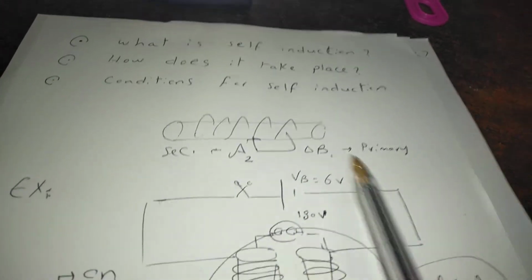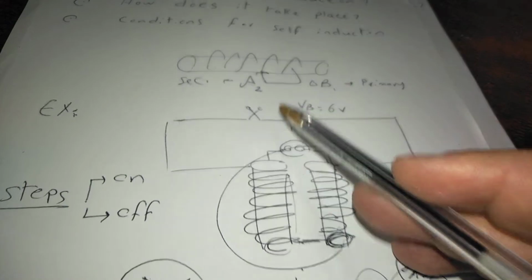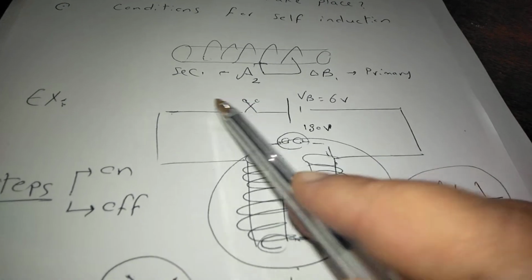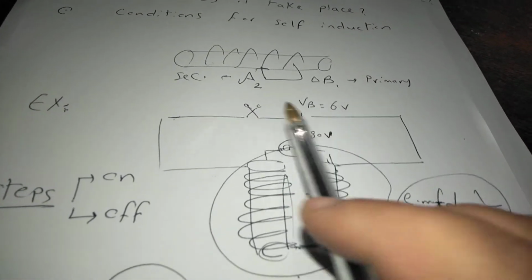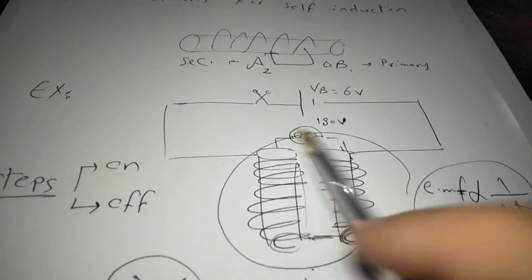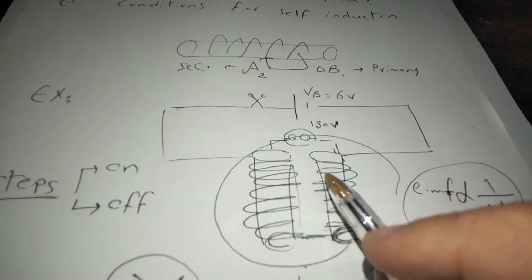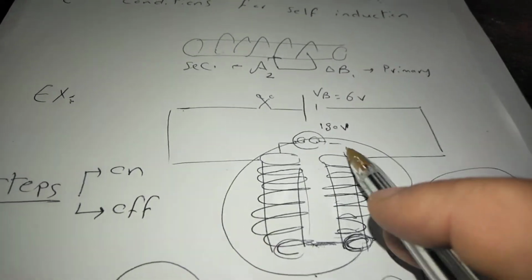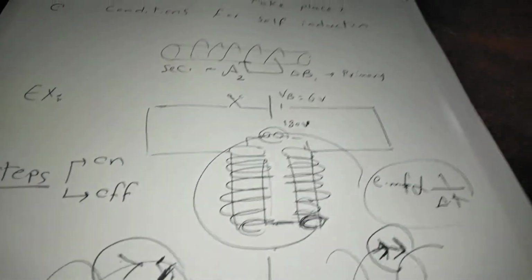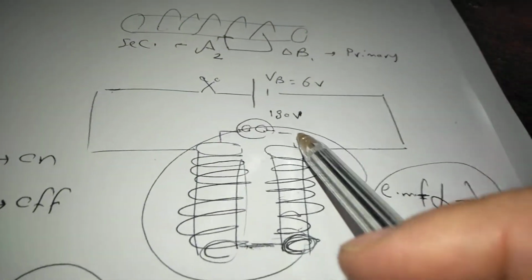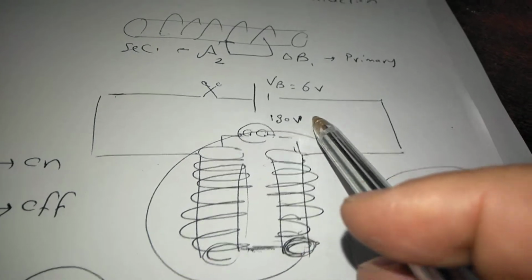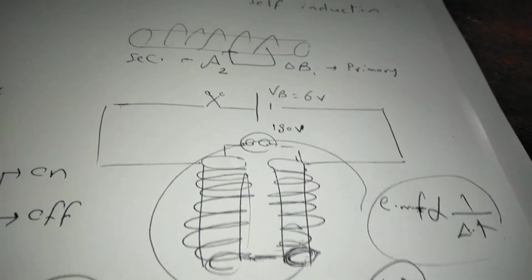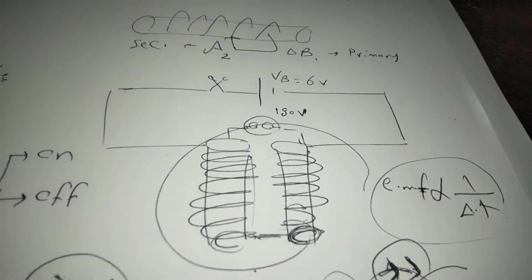And here we have an experiment. The experiment components: a battery of 6 volts is connected to a circuit of a switch and an electromagnet, and we make a large number of turns, and we also connect the electromagnet in parallel with a neon lamp that requires 180 volts to operate.